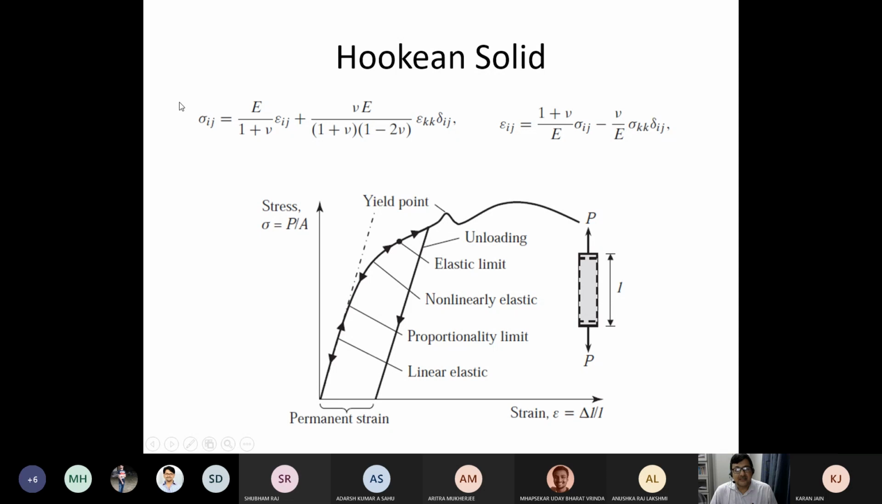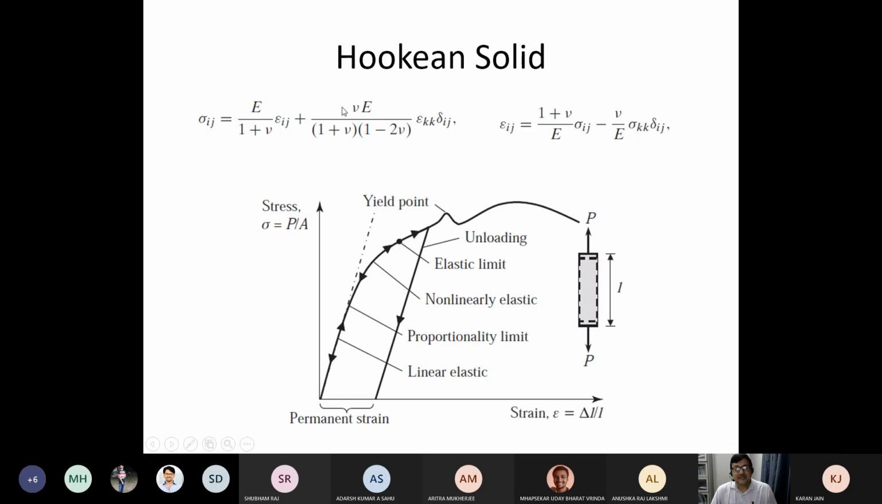So the stress is proportional to strain. You end up getting an equation which is called Hooke's law of elasticity. You can also write the strain in terms of stress. This is the way stress is written in terms of strain, and this is the way strain is written in terms of stress, where the elastic modulus is a measure of how difficult the material is to deform, whereas the Poisson's ratio is a measure of whether the material is compressible or incompressible.